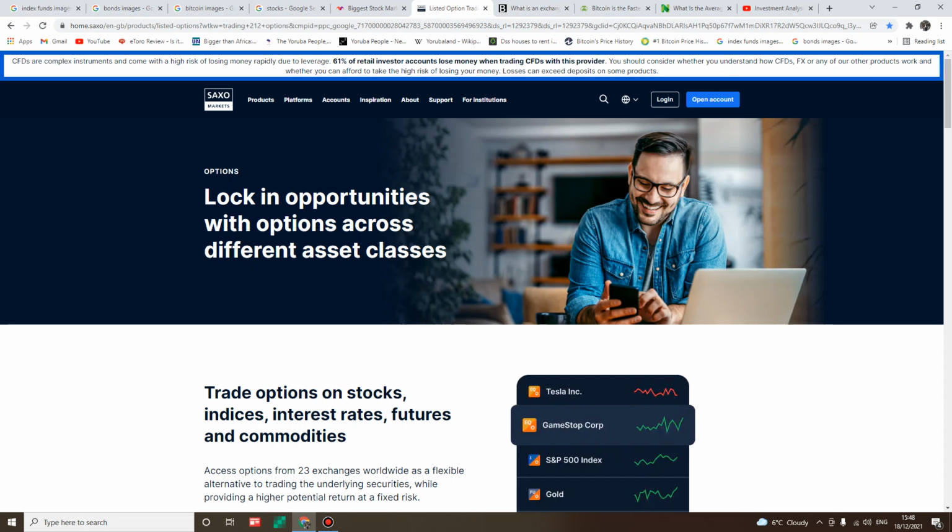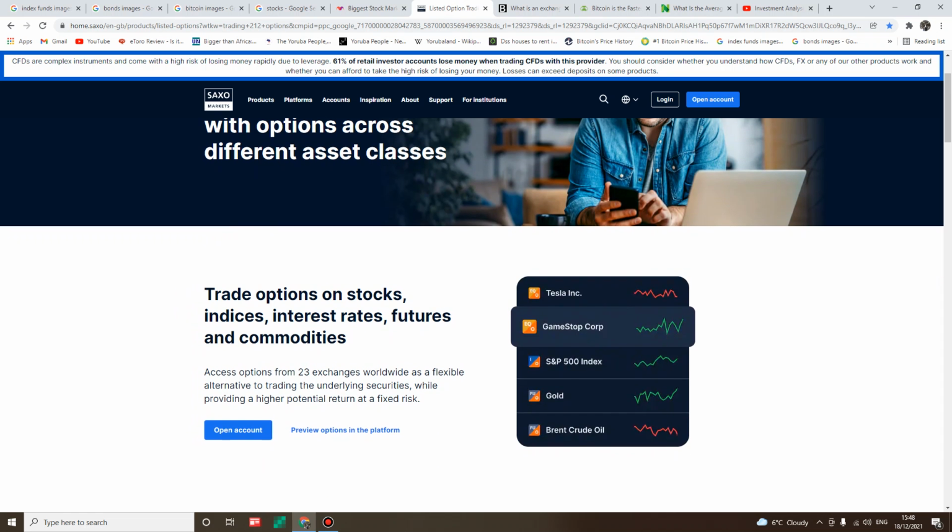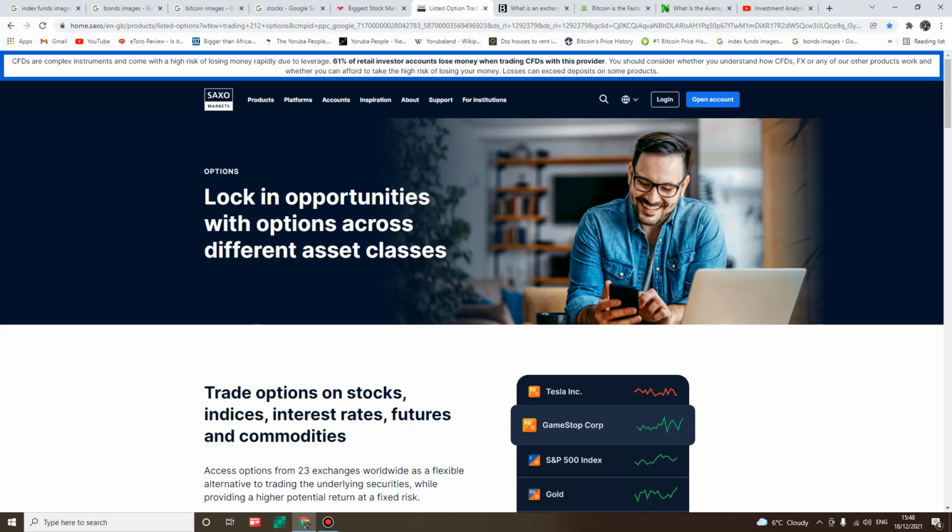Let me break it down. Options are a perfect tool for protecting your stock portfolio. You can buy options on your stocks like you buy insurance for your car. You can buy options against a long-term trade or investment and fully protect that trade or investment from market volatility. I mean, dramatic ups and downs.